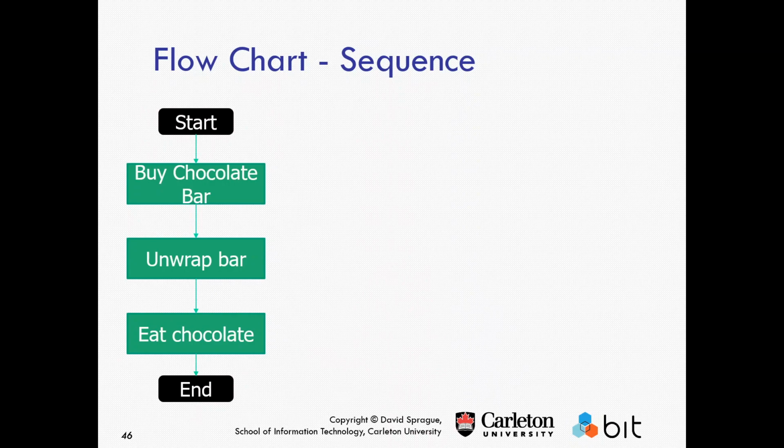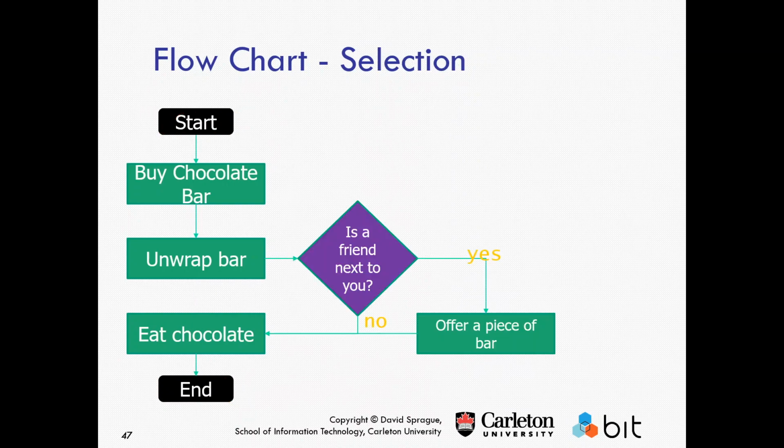So here's a flowchart sequence. I have some starting condition, that actually should be a circle. It looks slightly different, it should be more rounded. I'm going to buy a chocolate bar. I'm going to unwrap the chocolate bar. I'm going to eat the chocolate bar. Great. No, I'm going to end up being sick or more overweight than I already am. Okay, so that would be a simple flowchart.